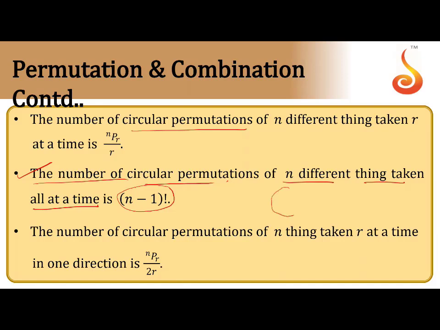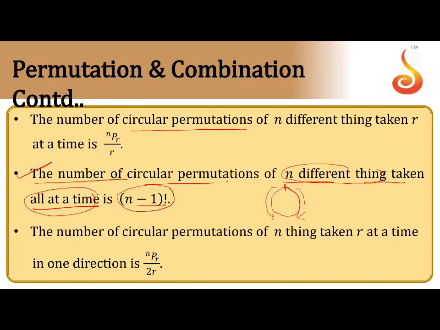If you want to arrange the objects around a circle, first you fix one position. One position fixed means how many are left? n minus 1 things. These n minus 1 things can be arranged either clockwise or anti-clockwise, so the number of arrangements will be n minus 1 factorial. If you take clockwise, you start here and end here. So the number of circular permutations of n different things taken all at a time is n minus 1 factorial.